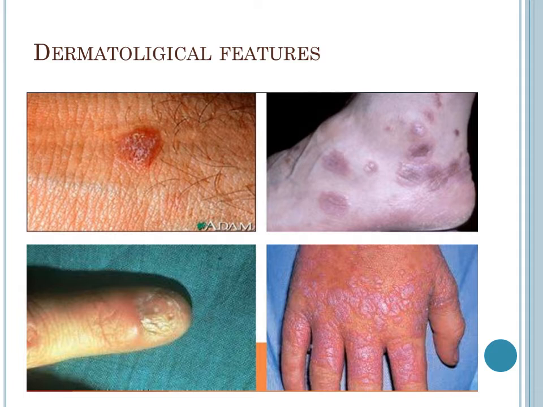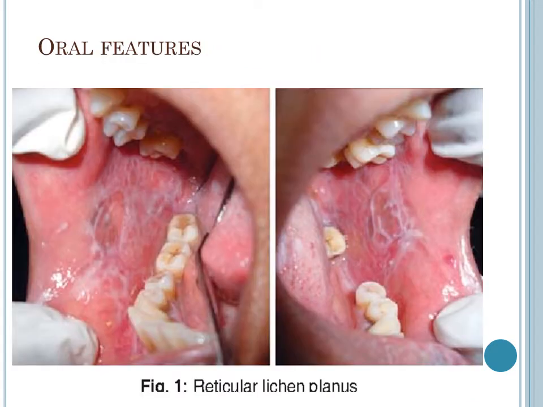Its signs and symptoms can be either oral or dermatological, or both. Dermatological features may include purple pruritic papules, which affect the flexor surfaces of the arms, legs, and the trunk, as we can see in these pictures. While the oral manifestation may be asymptomatic or present as bilateral symmetrical white lesions.